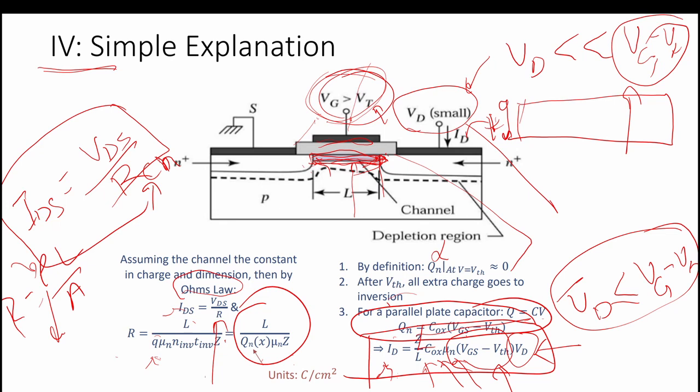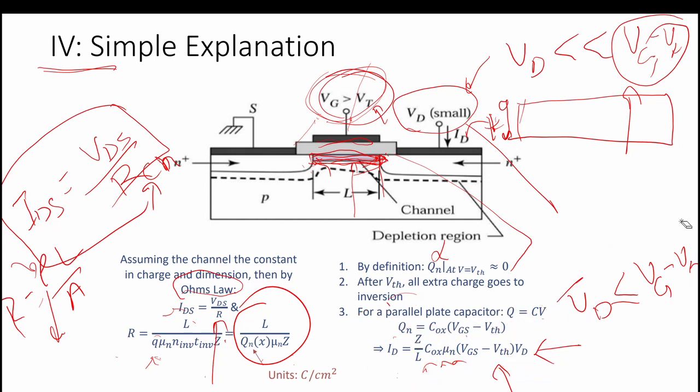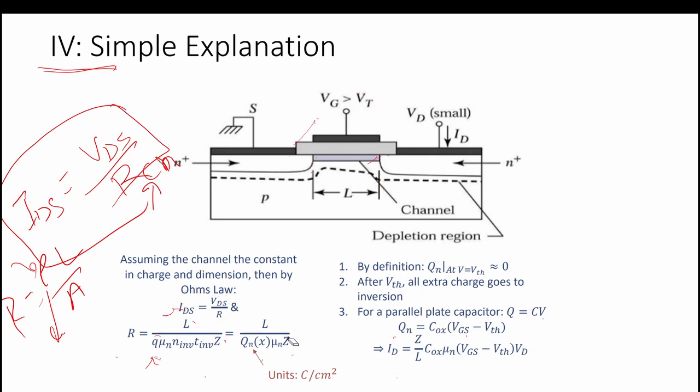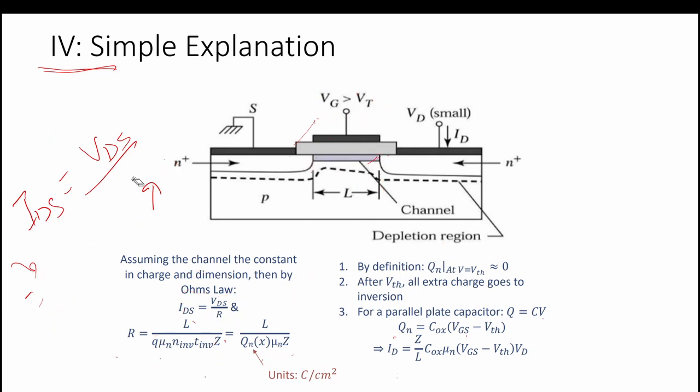So this equation will hold for the linear regime, because we haven't assumed a pinch off in between. We have assumed that this is kind of a conductor. If we assume that there is a pinch off, then the channel length will be reduced. We will see that in channel length modulation.